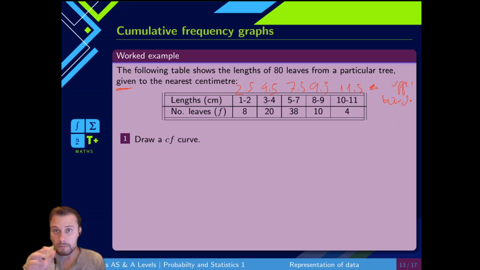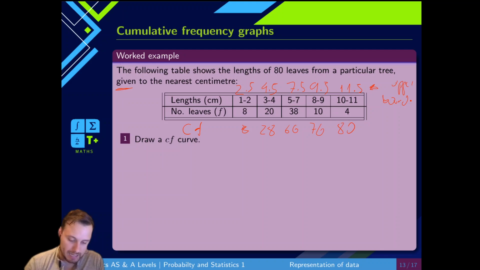So from these upper boundaries, we're now going to construct the cumulative frequency, because we're going to plot the cumulative frequency curve. Again, the first value is going to remain the same, it's going to be an 8. Then we add 20 and get 28. Then we add 38 and it gives us 66. We add 10, it gives us 76, and then we add 4 to get 80.